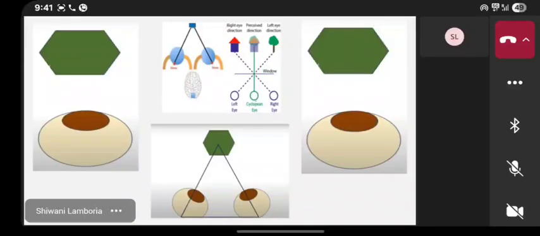So this is the image seen from one eye, a single hexagon, and from the other eye also a single hexagon. And when both eyes fuse, it seems as if a cyclopean eye is in the center, and then both the eyes also see a single image.